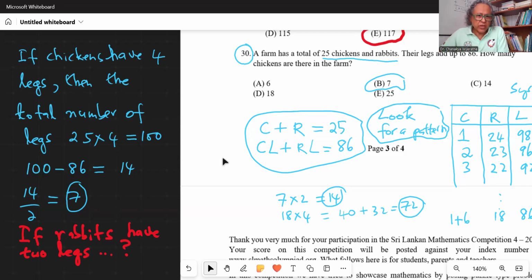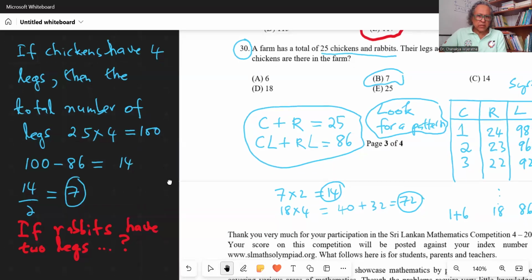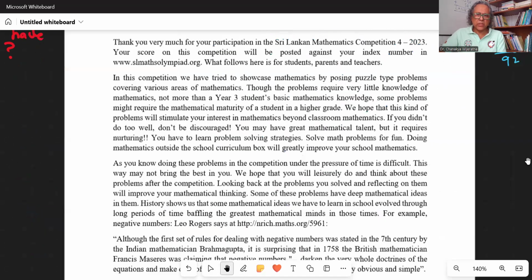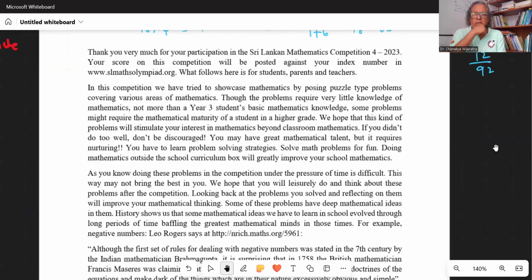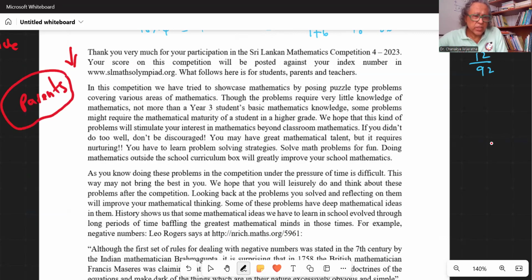All right. Speaking of imagination, that's the end of all 30 questions. The last hard question. And if you look at this last page, there's a nice write-up for you to read. You may not understand this, and this is actually for your parents. Ask them to read it, and your teachers too. They should read this to see the importance of this kind of competition.